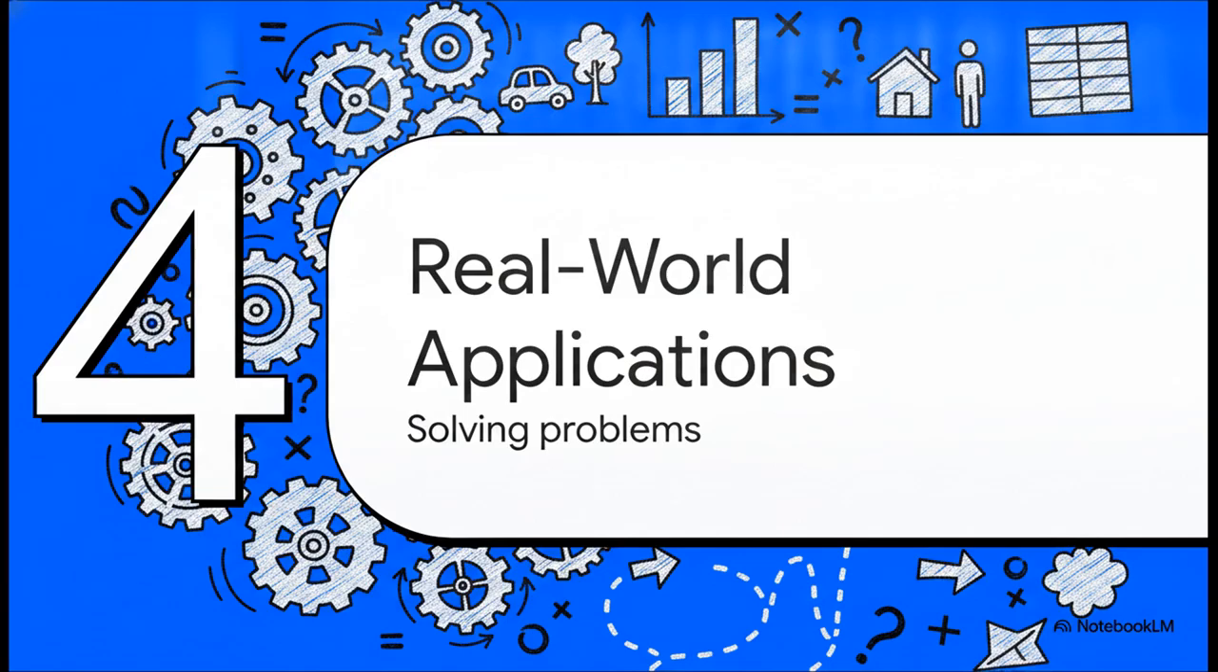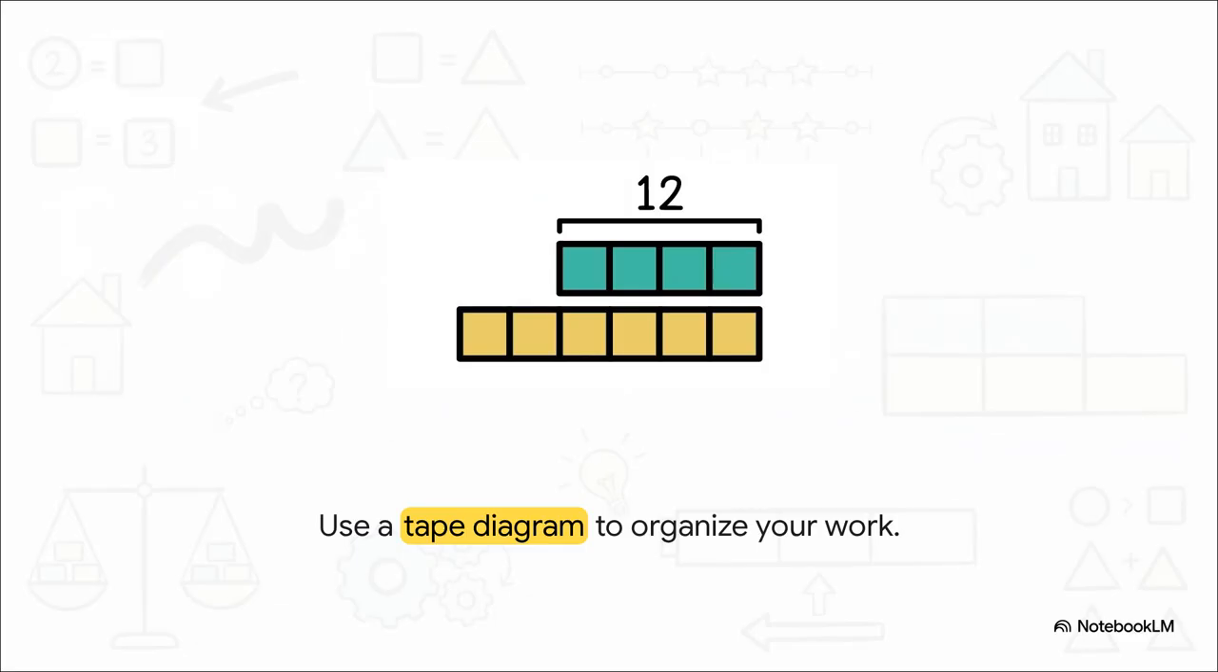Which brings us to Section 4, real-world ratio applications. When real-world word problems get a little tricky, we use a brilliant visual tool called a tape diagram. Let's say Jenna and Becca are selling cookies. Jenna sells 4 boxes for every 3 boxes Becca sells. That's a 4-to-3 ratio, which we can represent visually as 4 blocks stacked above 3 blocks.